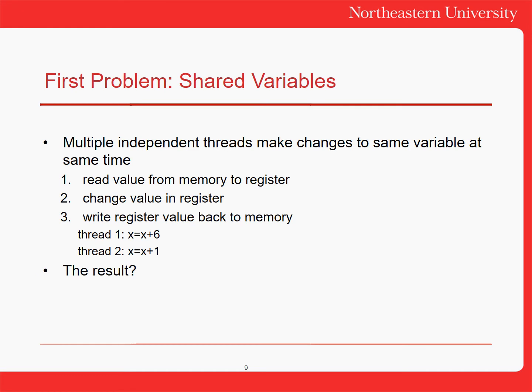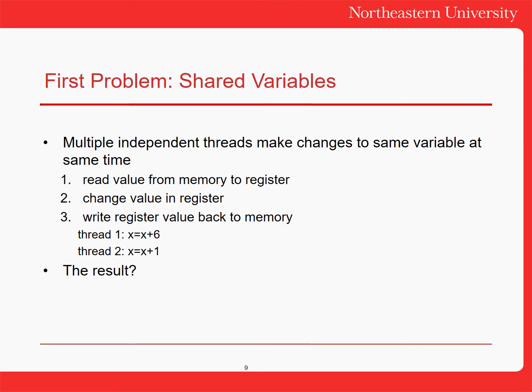The first problem occurs when you have shared variables. We have two threads that want to make a change to exactly the same variable at exactly the same time. So here you can see thread number 1 wants to add 6 to a value of x, and thread number 2 wants to add 1. So what's the result of this?